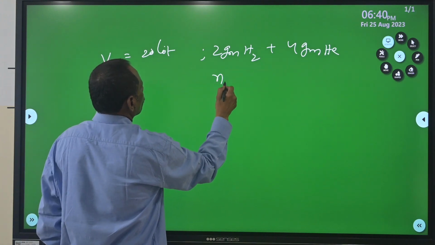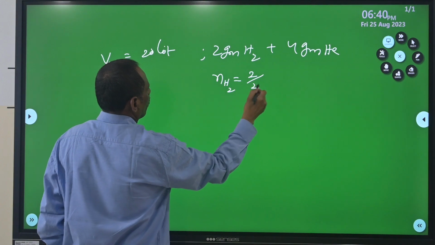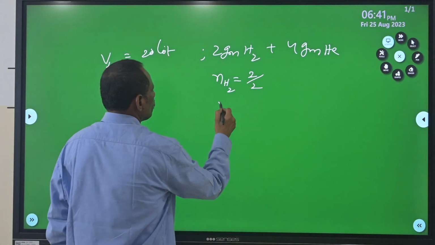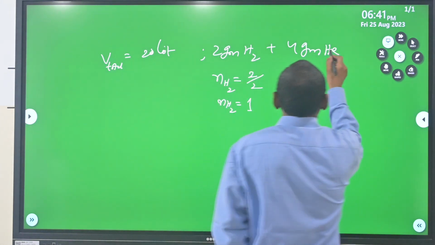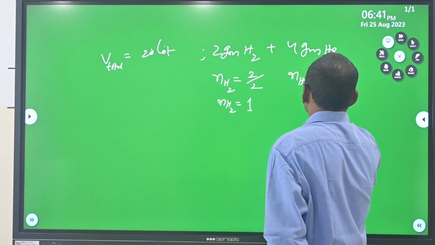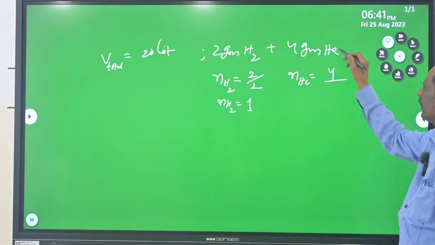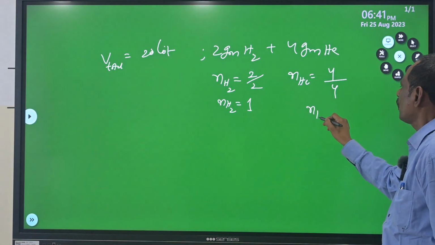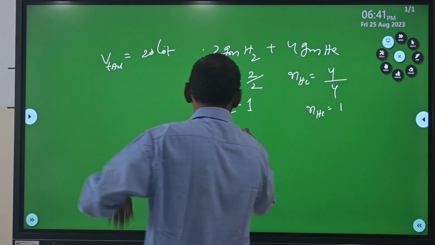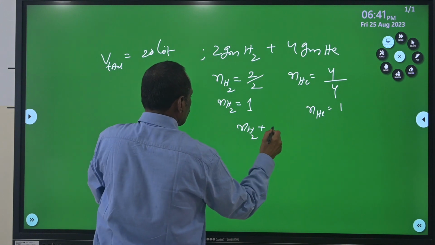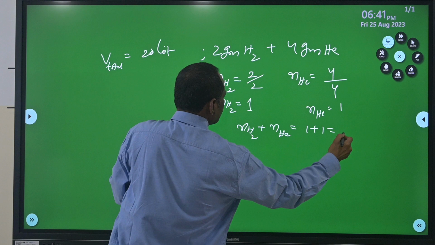2 grams of hydrogen means the number of moles of hydrogen is weight by molecular weight. Molecular weight of hydrogen is 2. So, the number of moles of hydrogen is 1. And 4 grams of helium: number of moles of helium is the weight of helium, 4, by its molecular weight, which is 4. So, the number of moles of helium is also 1. Therefore, the total number of moles of hydrogen and helium is 1 plus 1, that is 2.